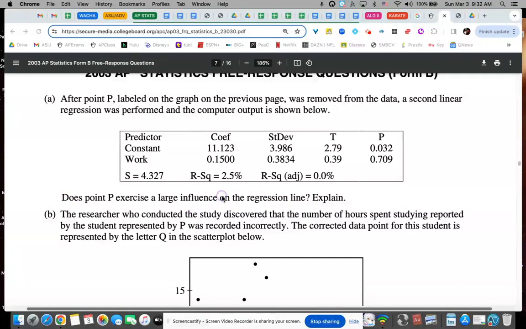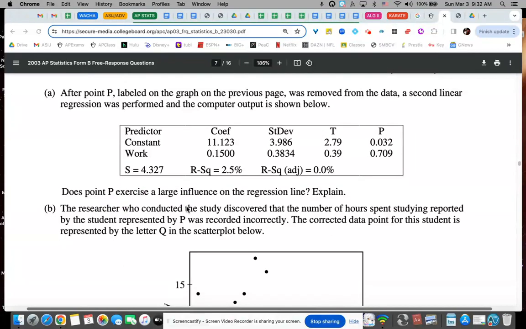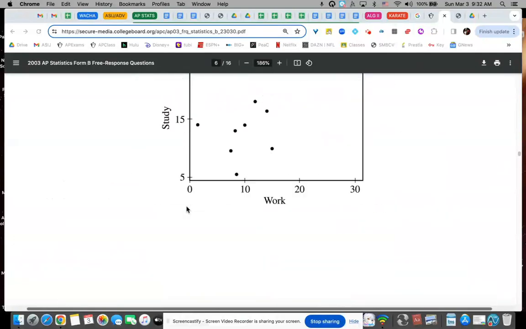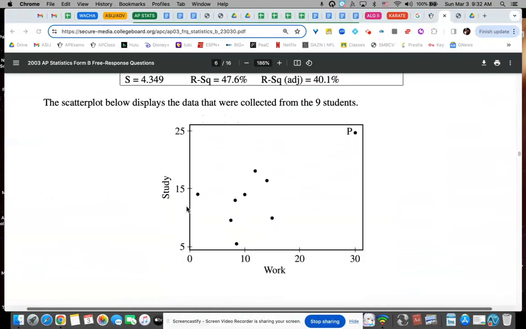Well, there's ways you can figure that out, and there's like 4 different things, maybe 5 different things you could say. But like I said, let's focus on these 3 to begin with. First of all, they asked the question, does it exercise a large influence or not? You have to say, yes, it does. How do we know, though? Well, a couple things.